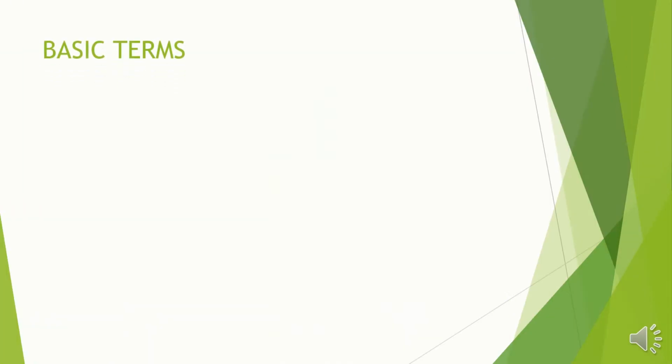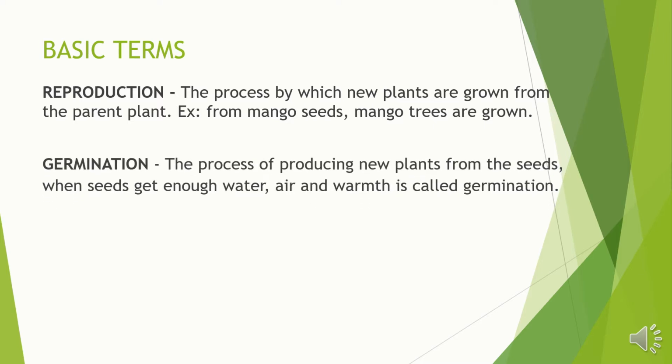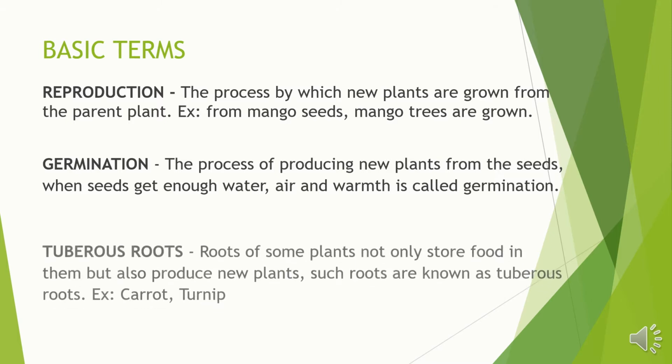So let's begin with some of the basic terms. Reproduction: the process by which new plants are grown from the parent plant is known as reproduction. For example, mango trees can be grown from mango seeds. Germination: the process of producing new plants from the seeds when seeds get enough water, air and warmth is called germination.